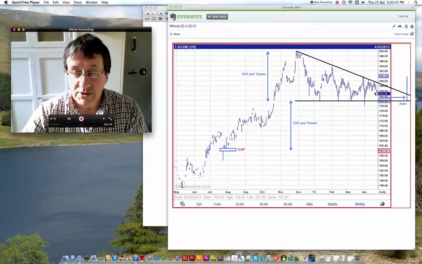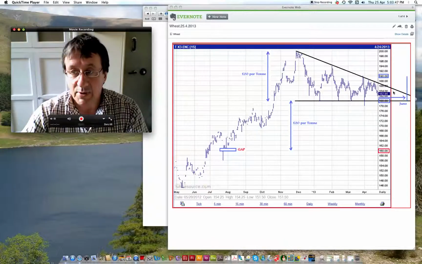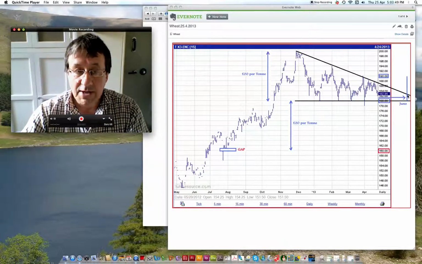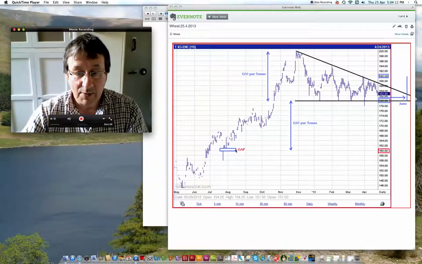And obviously the theory of a triangle is that it has to break out before the end. I've got the end here forecast as being £20 a tonne. Therefore, if we do get a breakout of the 180, we could see an initial drop of £20 a tonne quite quickly down here. That would take us down to 160, which happens to be a gap left here in August of last year, and that would be our gap fill.